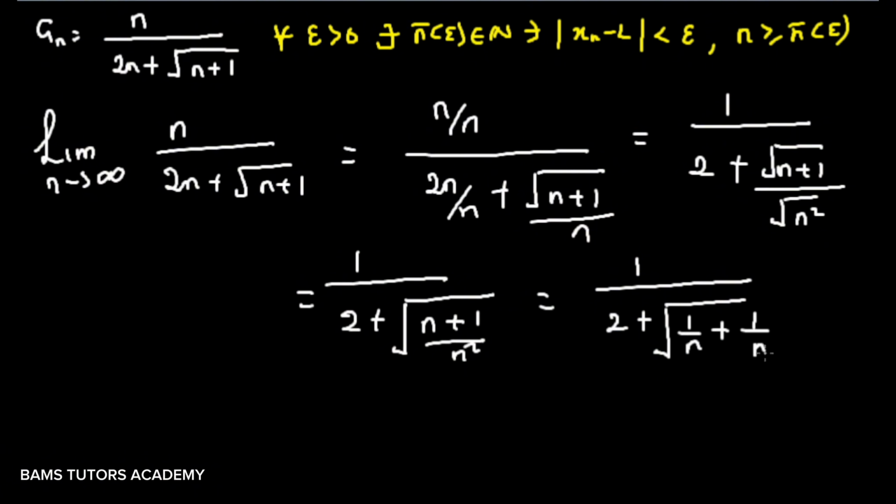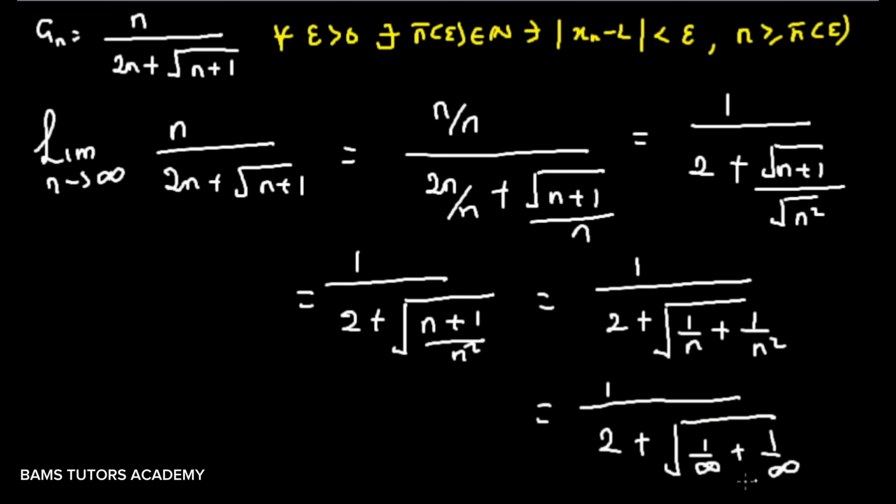Do you get that? So this should give me 1 over 2 plus the root of 1 over n plus 1 over n squared. If I put the limit, I would have 1 over 2 plus the root of 1 over infinity plus 1 over infinity. And 1 over infinity is 0, so everything there is 0. So I'm basically left with 1 over 2. So this is my L, that's my limit. Now let's work with the proof to show that this is actually convergent.